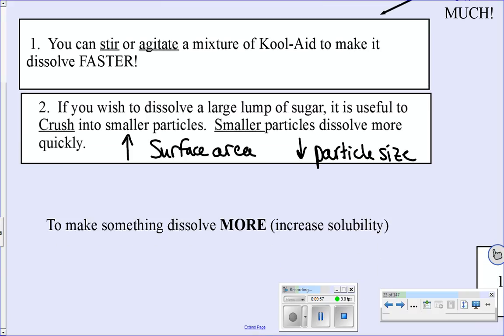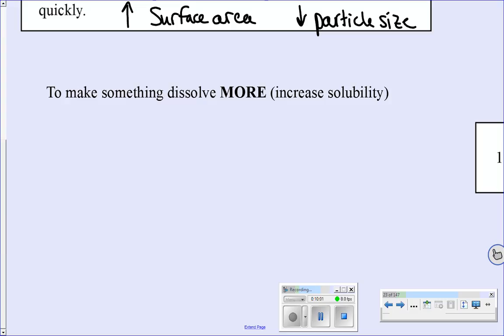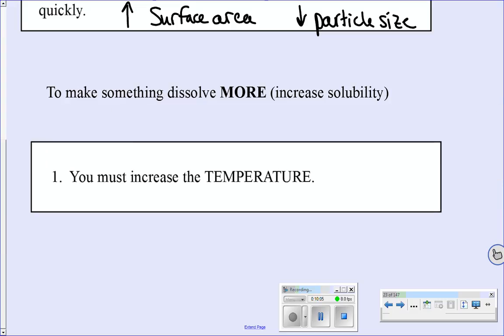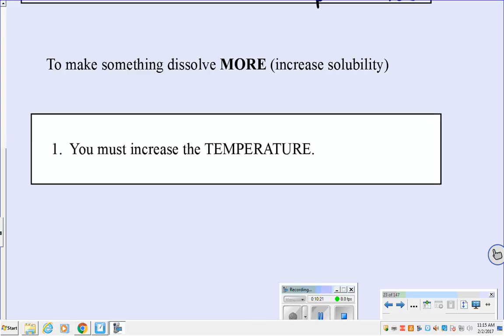If we want to actually increase the number of grams, or the actual amount of something that is dissolving, we must increase the temperature. So in a set solution, if you want to get more sugar to dissolve, you actually have to do so by increasing the temperature. If you stir and agitate, it'll make everything happen faster, but it won't actually affect your maximum number of grams. So that wraps up factors affecting solubility.